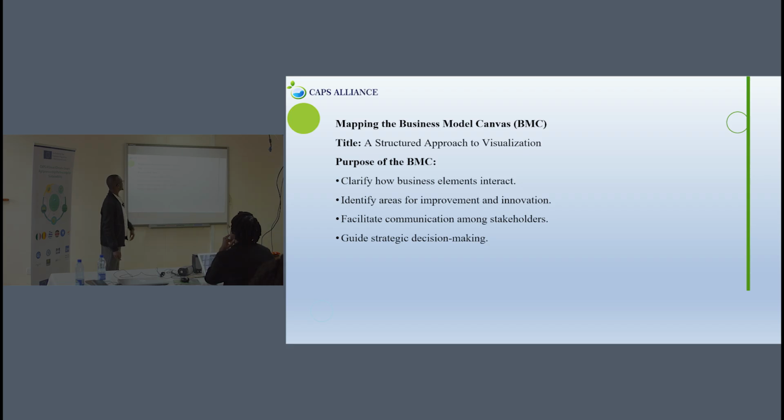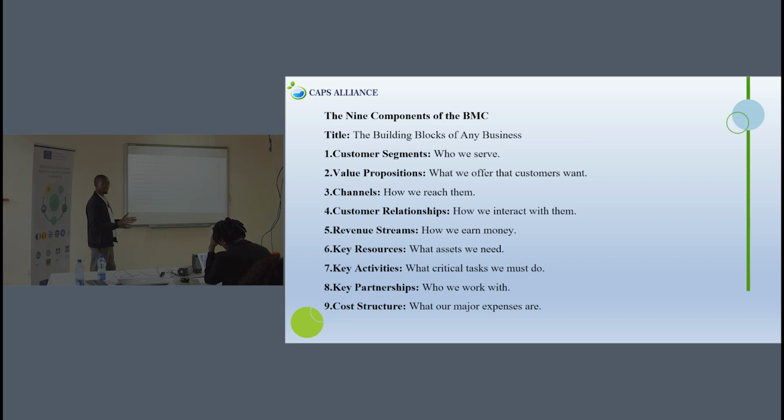Mapping the business model canvas is used to facilitate communication among stakeholders, to identify areas of improvement, and to clarify how business elements interact between different components in a business model. It also guides decision making. If you want to improve your product, or bring in different stakeholders, you brainstorm and come up with a varied conclusion on how you can improve your product.